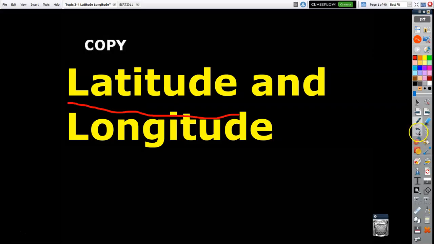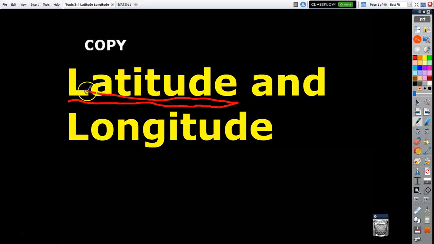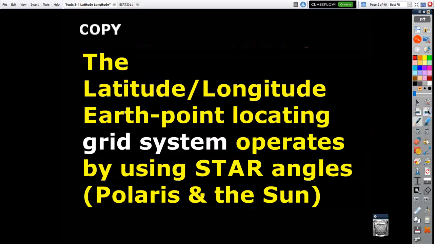Oops, wow, that was a horrible line. Trying to draw straight. Anyway, moving on.